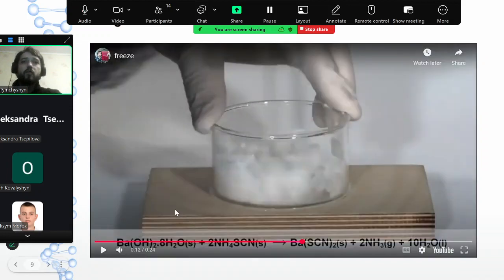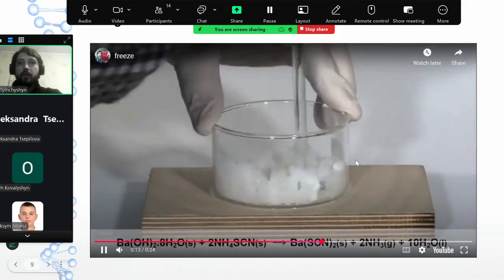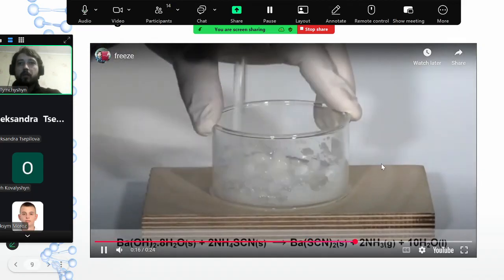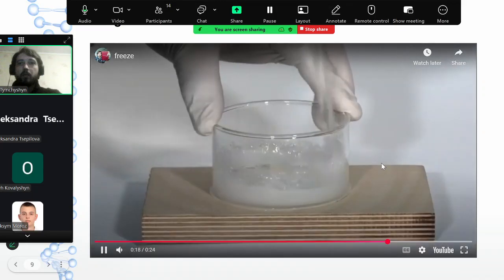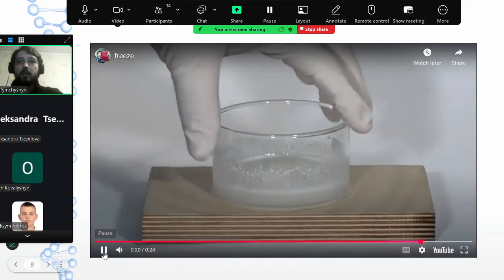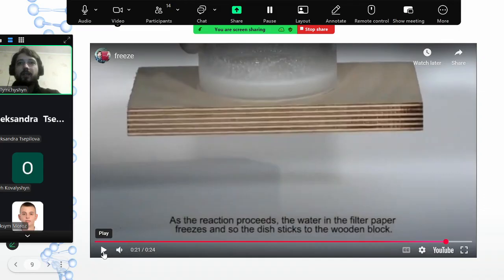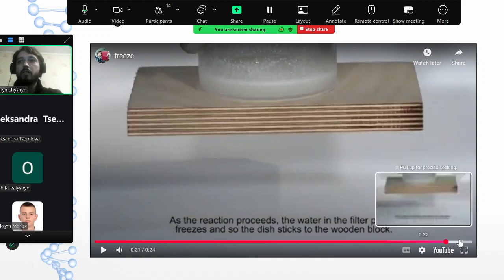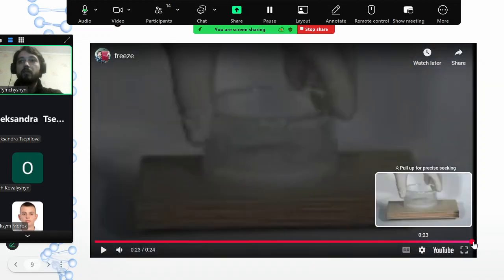Here you see the reaction performed. So once again you see all these reactants. I will not go through that, but let's look at what happens. So mixing, mixing, mixing. And now you see what happened. Who will tell me what exactly was that, and was this reaction endothermic or exothermic or whatever?